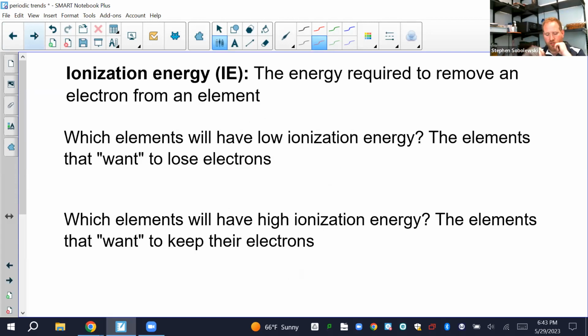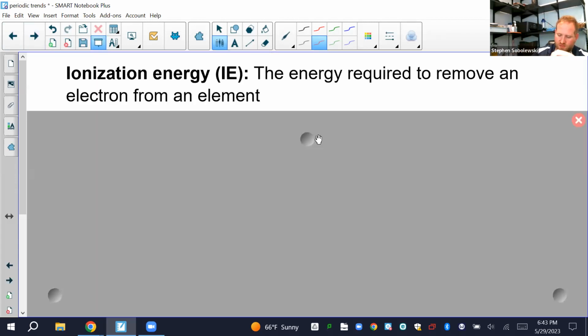The third trend we're going to talk about is something called ionization energy. This is the energy required to remove an electron from an element. Now think about this. At least in my classes, I like to personify these elements and give them human characteristics. I'll say things like, this element wants to give away its valence electrons, or this element wants to gain more valence electrons, or this element has exactly what it needs and it doesn't want any more. Well, in reality, even if an element wants to give away its electrons, it still takes some energy to remove them because the electrons are locked in orbit around the nucleus.